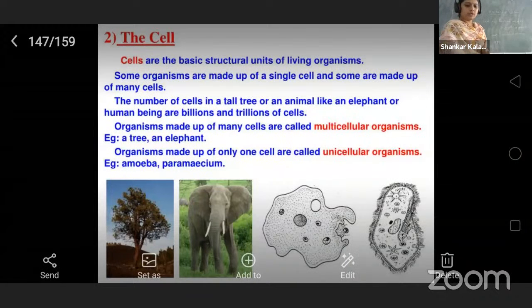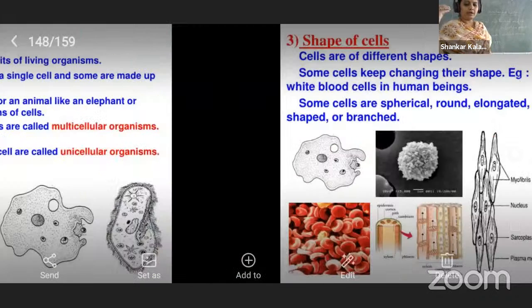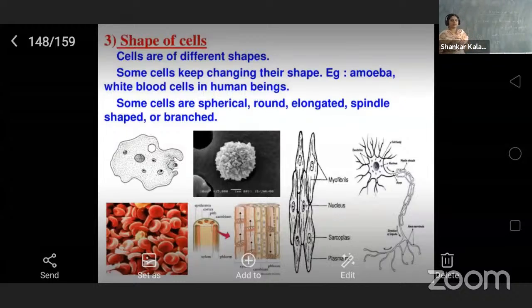So the types of cells are unicellular and multicellular, we say that. Here, the shape of the cells in our body, you come to your body, students. Our body is having many organs. We have nerves inside, brain, heart, kidney, intestine. These are all having different shapes, students.